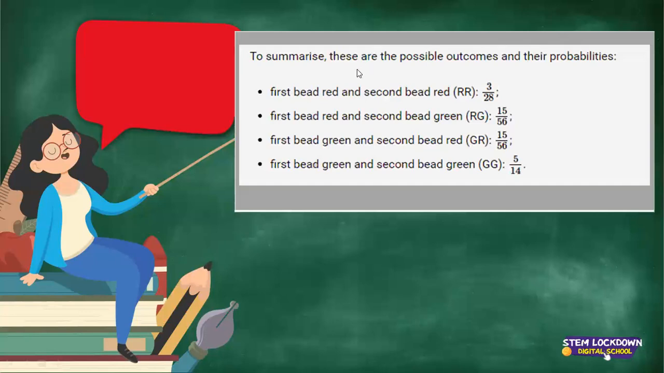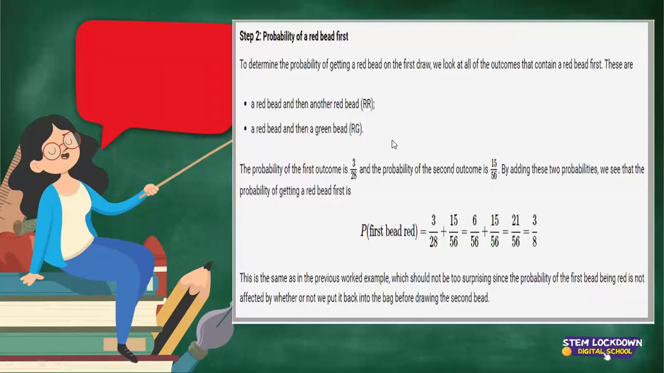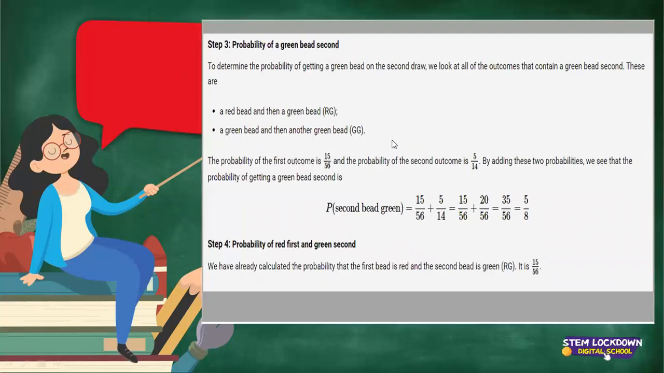So in summary, these are the possible outcomes and their probabilities. The first being red and the second being red is 3 out of 28. The first being red and the second being green is 15 out of 56. The first being green and the second being red is 15 out of 56. And the first being green and the second being green is 5 out of 14. Let's see another example to illustrate that again.